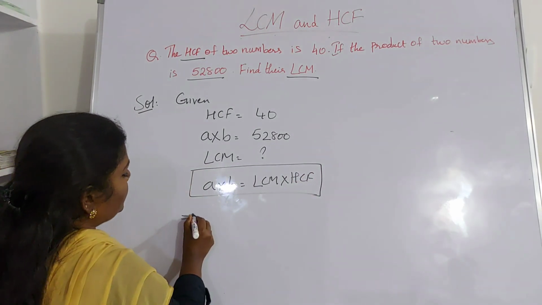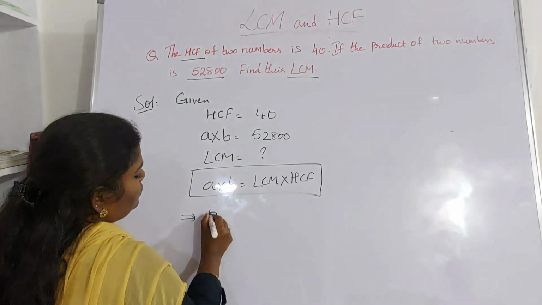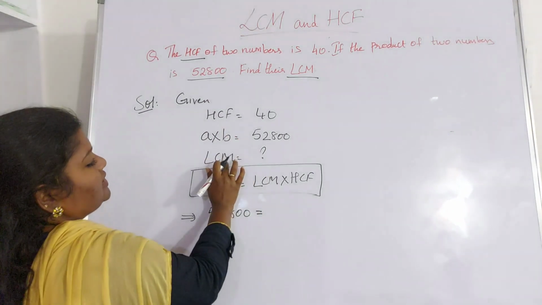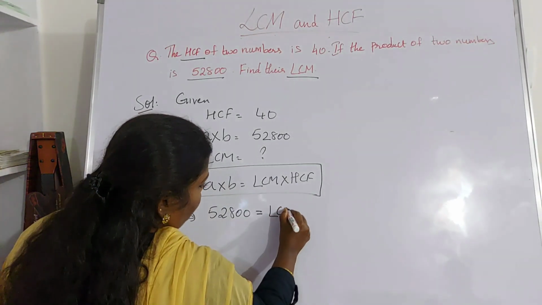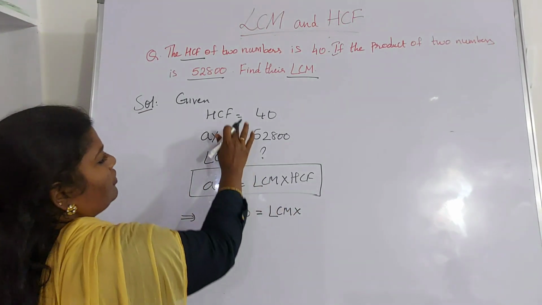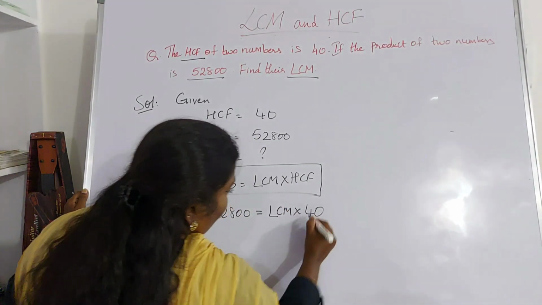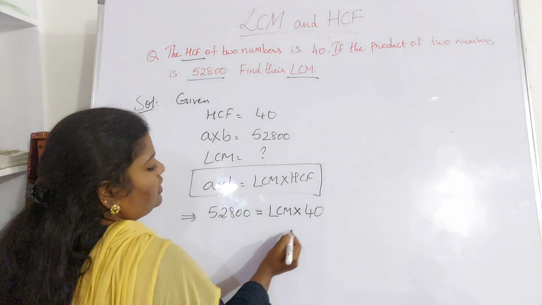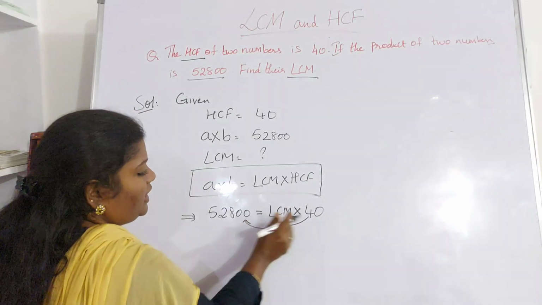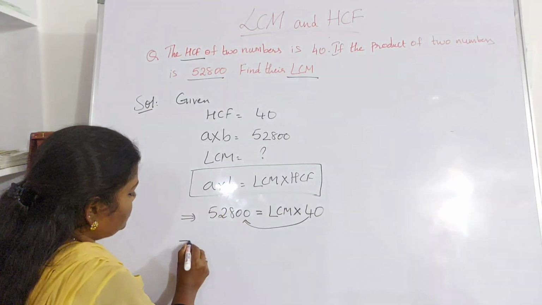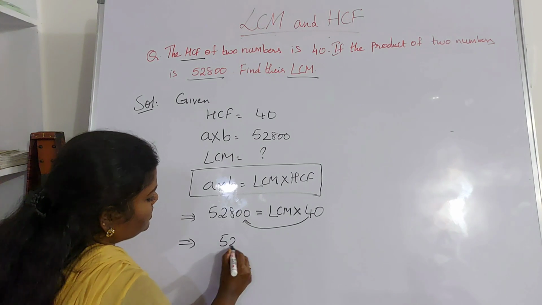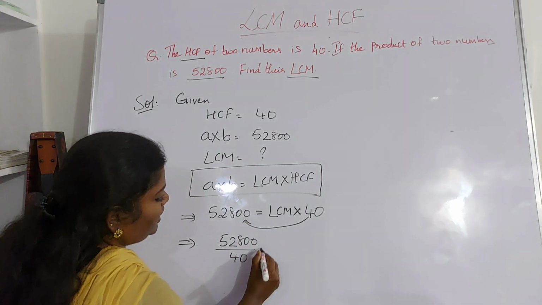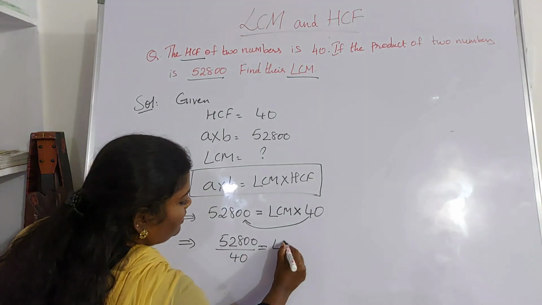Now what is the product of two numbers given? 52,800 is equal to, now what is the LCM? We need to find out the LCM, so write it as it is, LCM. Now HCF is 40. What is the relation between these two? It is multiplication. When I take this to the other side, it becomes division. So that is 52,800 divided by 40. The obtained answer will be the LCM.